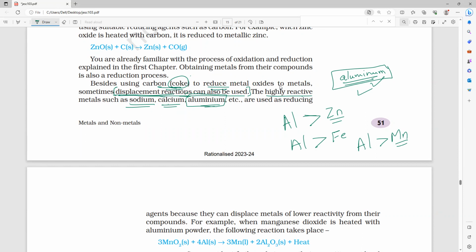So that is why these kinds of metals, aluminium, zinc, manganese and all, can also undergo the displacement reaction for extraction, and we can use them as a reducing agent. Who is the reducing agent? Sodium, calcium and aluminium. By then, they can displace metals of low reactivity from their compounds. So that is what happens when manganese dioxide is heated with aluminium powder. This is the reaction that will take place.